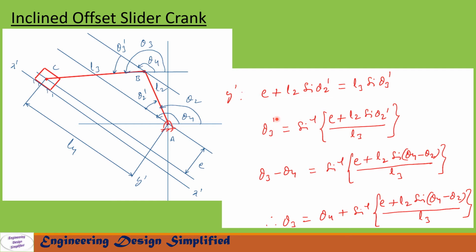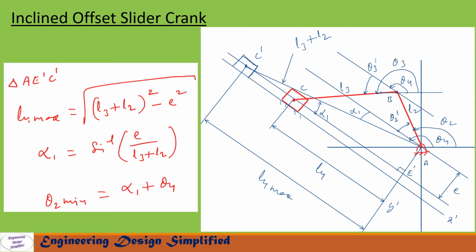So we know that theta 3 prime equal to theta 3 minus theta 4. So after substituting theta 3 minus theta 4 for theta 3 prime, we get theta 3 minus theta 4 equal to sine inverse of (E plus L2 sine (theta 4 minus theta 2)) by L3, since we already know that theta 2 prime is theta 4 minus theta 2. So moving theta 4 towards right, we get theta 3 equal to theta 4 plus sine inverse of (E plus L2 sine (theta 4 minus theta 2)) by L3. So this is the equation to find coupler angle theta 3.